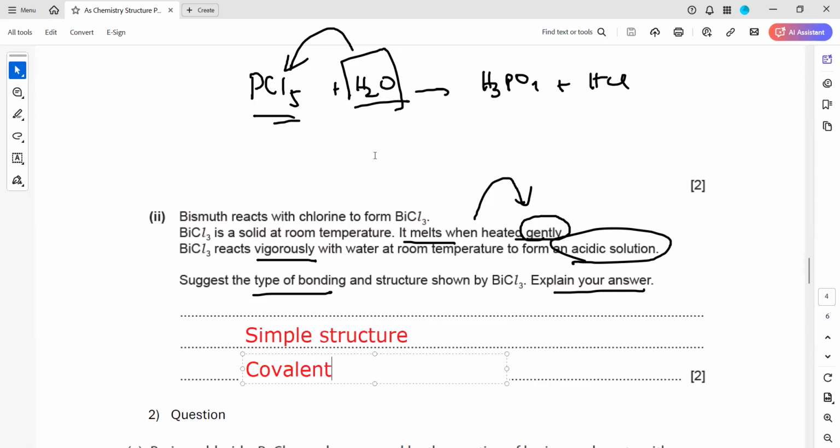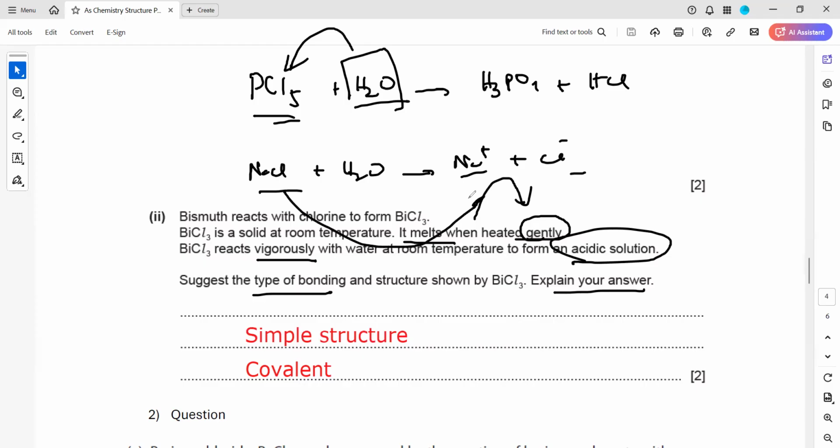If it was an ionic compound, then what should happen? The same thing like we wrote for NaCl. When NaCl is added to water, the NaCl will dissociate into ions, sodium ion and chloride ion. This is a physical change. Like it just dissociates and breaks down into ions. So this property shows it's covalent, and the first property shows its structure.